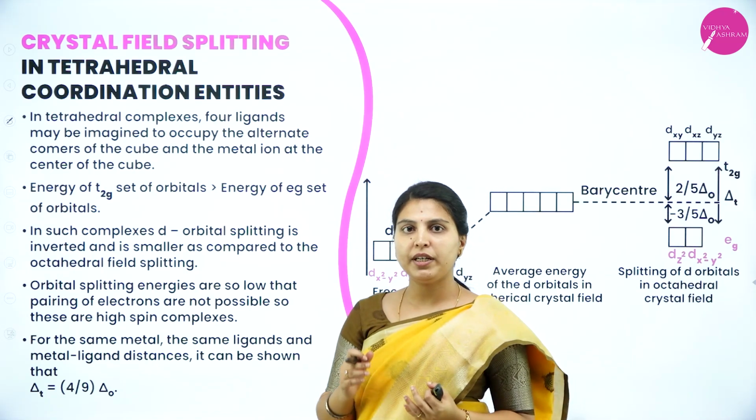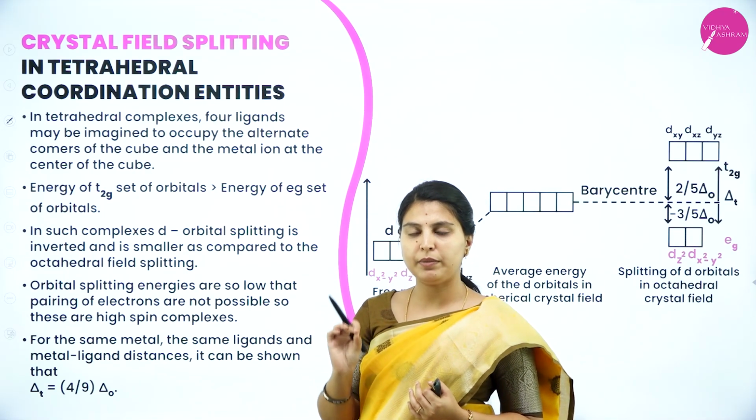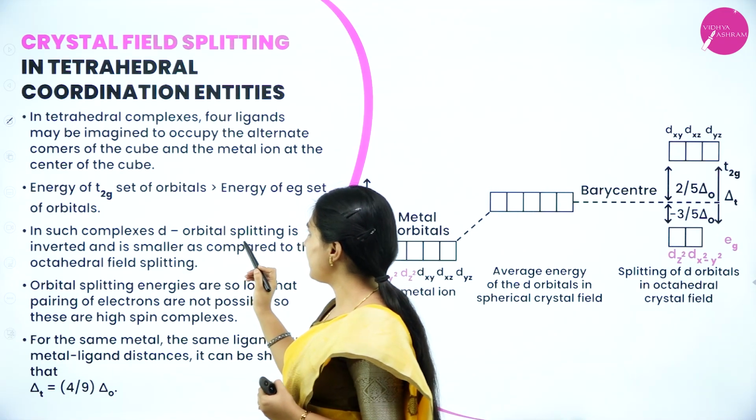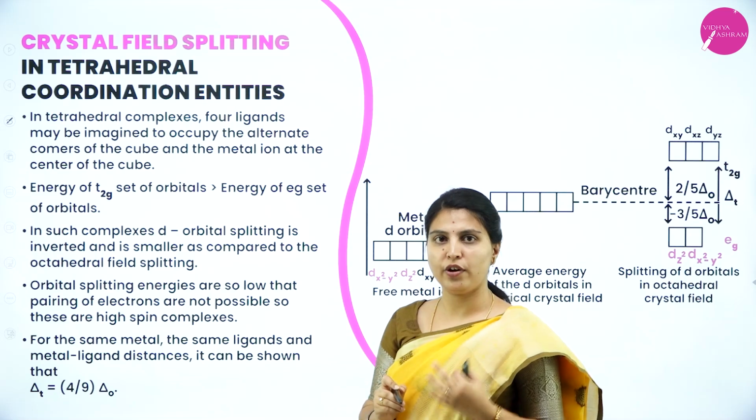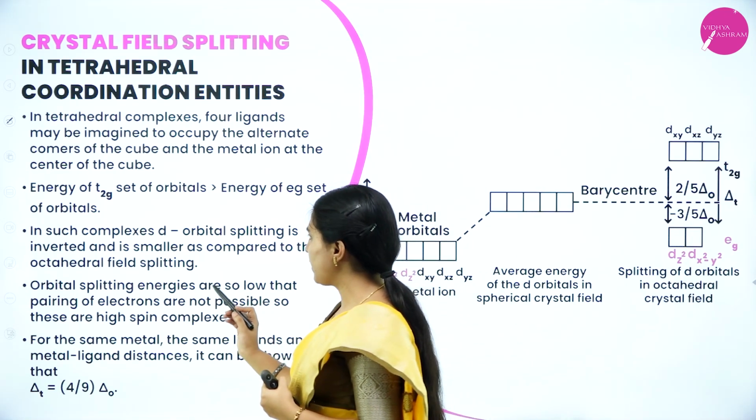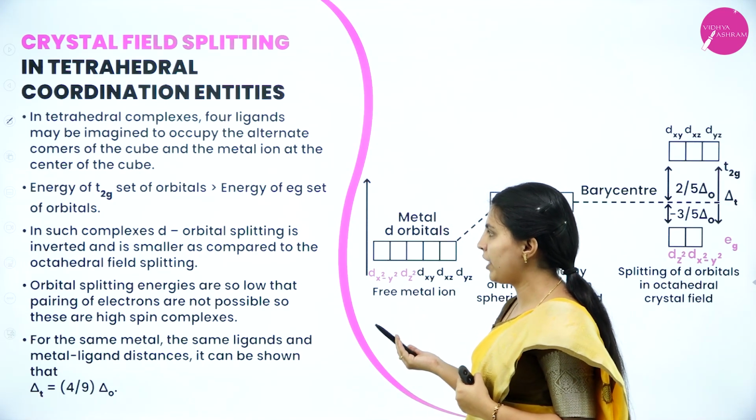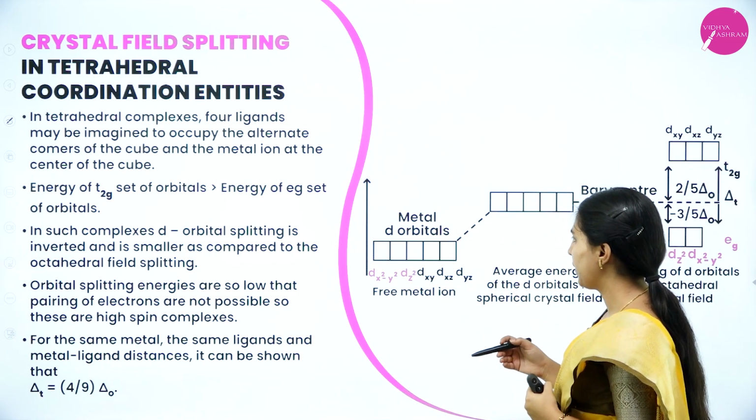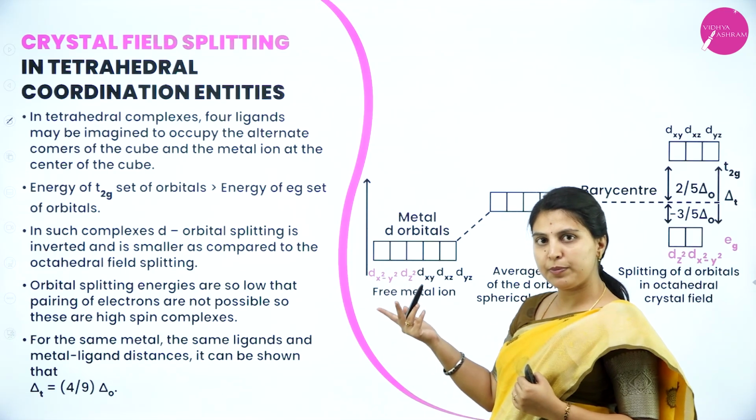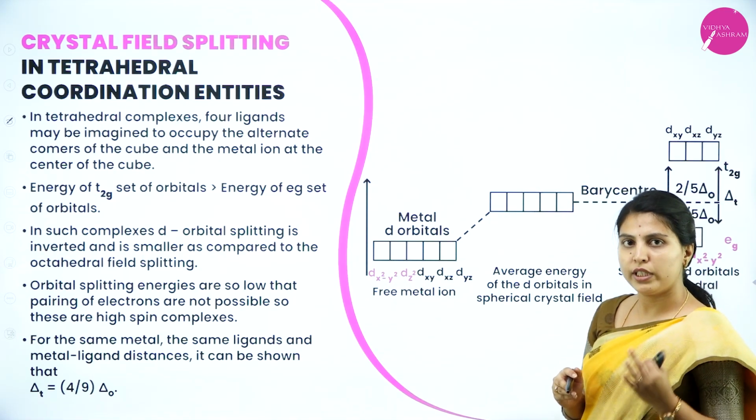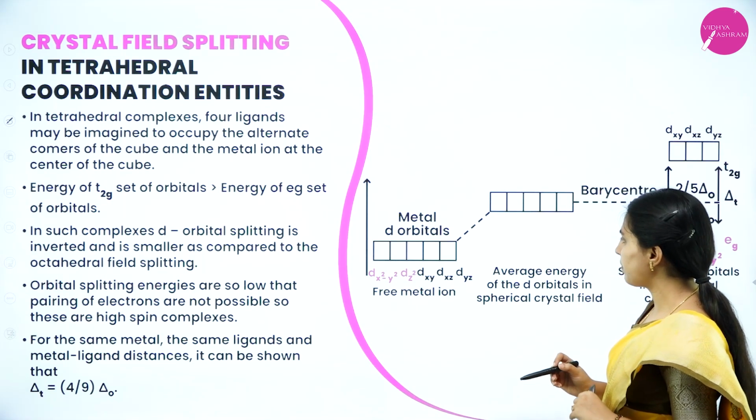How? You can expect 4 at the corners and 1 will be the center metal atom. Energy of T2g set of orbitals is greater than energy of Eg set of orbitals. In such complexes, d orbital splitting is inverted and it is smaller as compared to the octahedral field splitting. Then the crystal field splitting will be inverted in tetrahedral according to octahedral, okay.